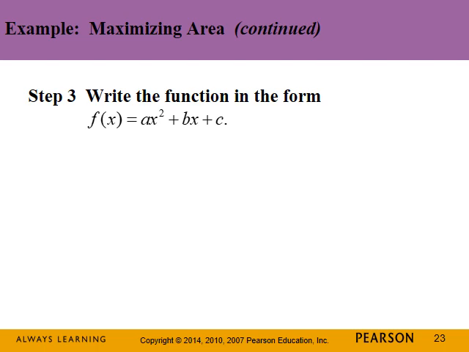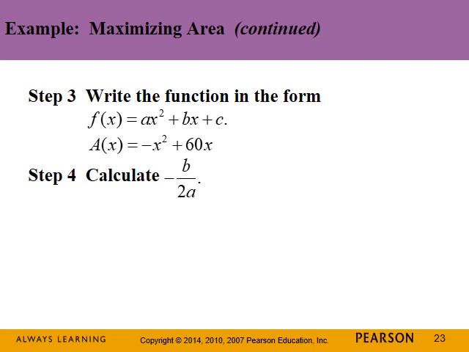Now, since we have it in the form of ax squared plus bx plus c, we can figure out what our a is, what our b is, and what our c is. Well, a is negative 1 because that's the number in front of the x squared. b is a positive 60 because that's the number in front of the x. And our c is a 0, which we don't need. But if you needed to know what c was, c is 0 because it's not there.